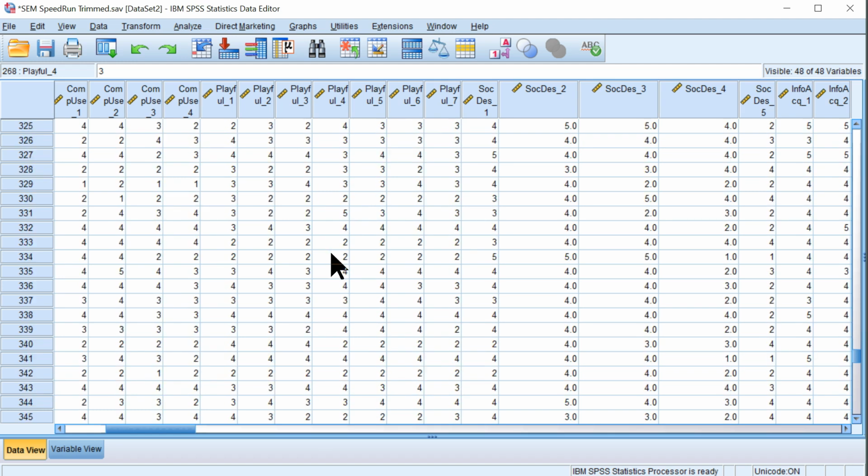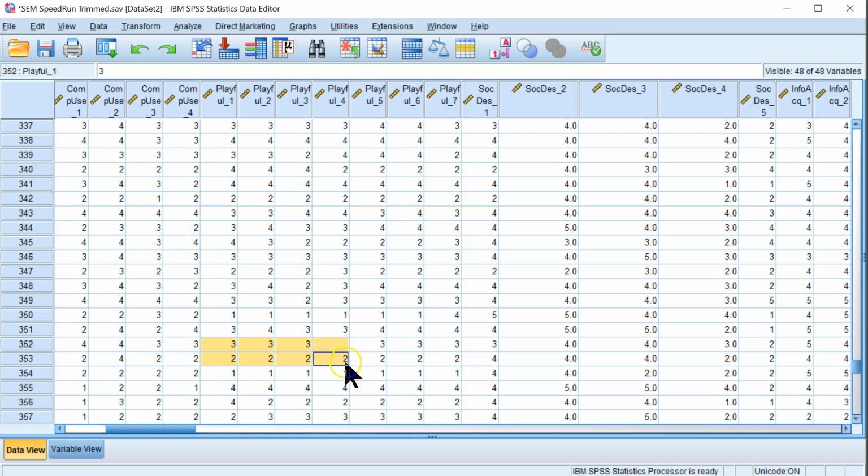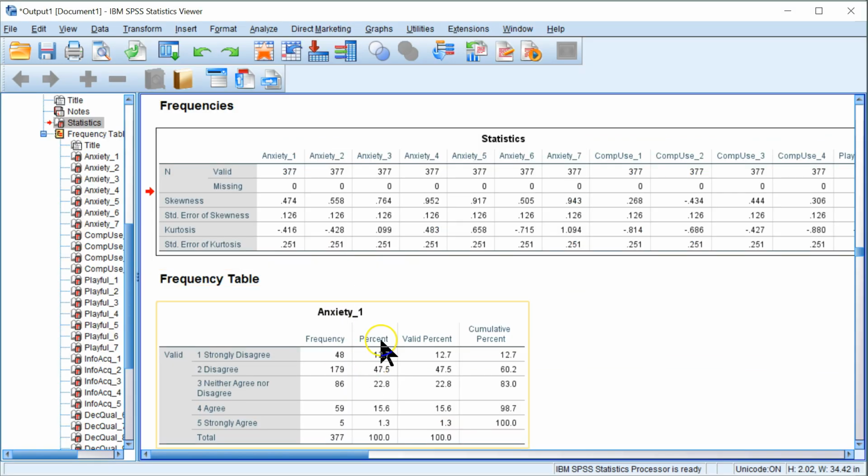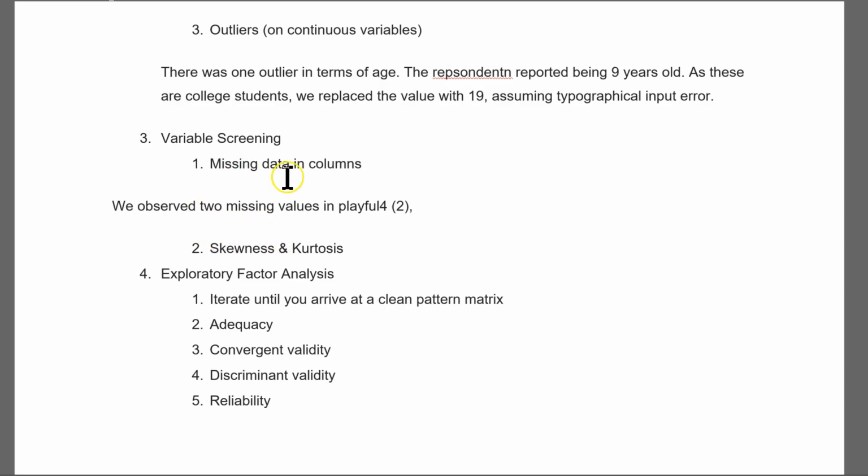Where are you? Here you are. And look at that, 3s all the way through that one. So I'm going to replace that with a 3. And why wouldn't I just use the median for the entire column? Because this is a much more accurate value, because it's what they answered already.